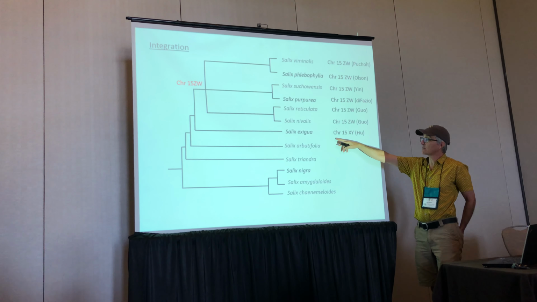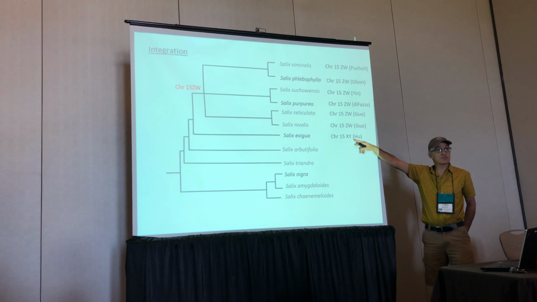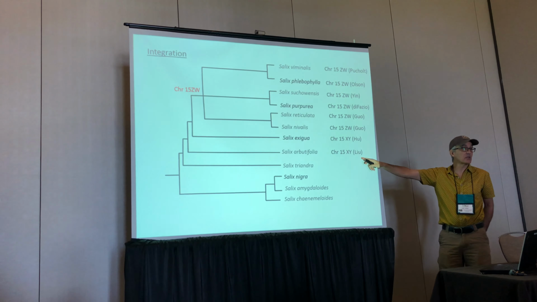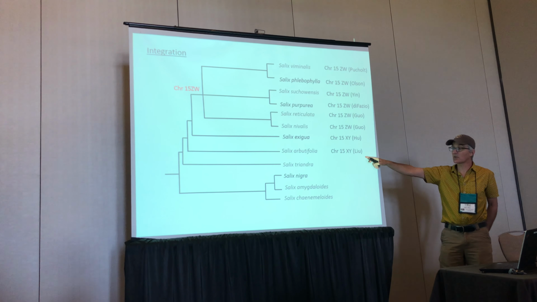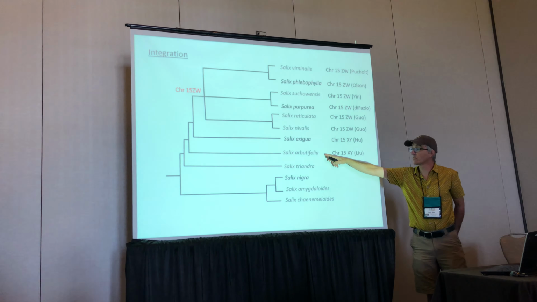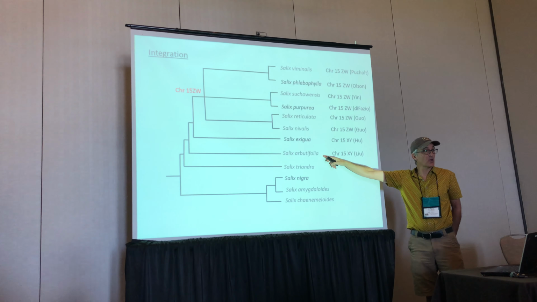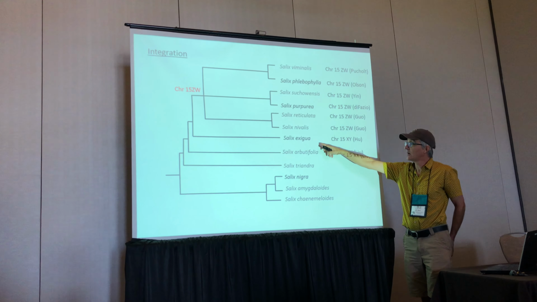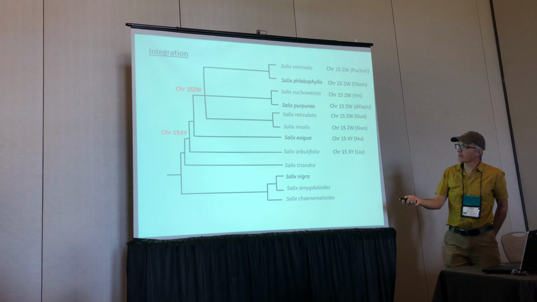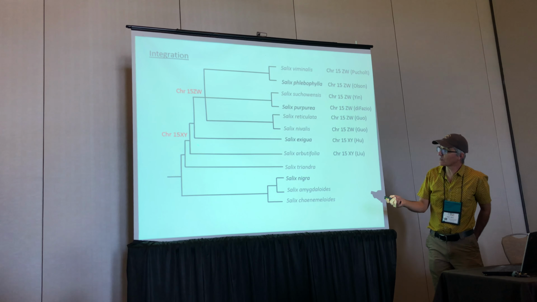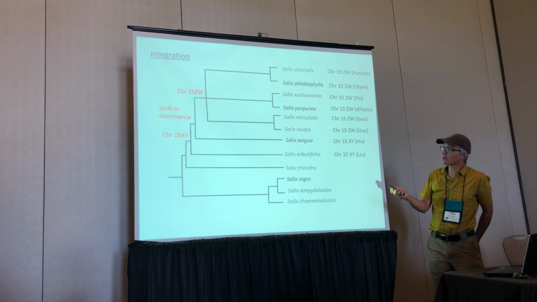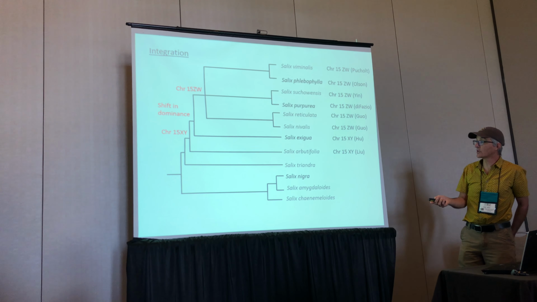When we come out here to Salix exigua, that's chromosome 15 and an XY system. Some colleagues of ours in China, Zhenchuan Liu at Sichuan University, have also mapped the sex determination system in Salix arbustifolia, also called Chosenia arbustifolia, to be chromosome 15 XY as well. And so we think that some ancestor about this point had a chromosome 15 XY system, and then there was a shift in dominance from XY to ZW.